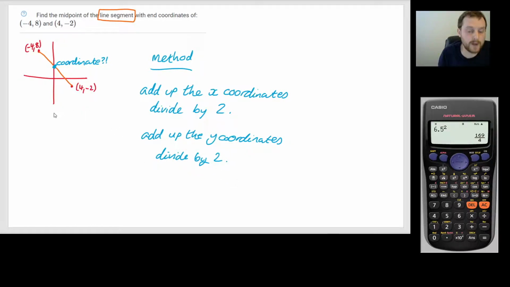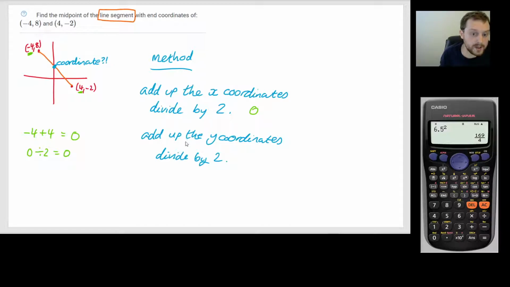So to see that in practice, let's do the x coordinates first, since that's what the method tells us to do. So we're going to have -4 add 4. So the x coordinates are -4 and 4. And that's 0. If you start on -4 and then you add 4, you get to 0. And then if I do 0 divided by 2, I get 0. So this answer here is 0.